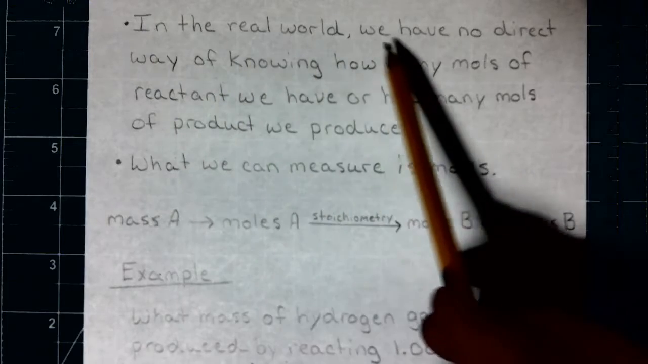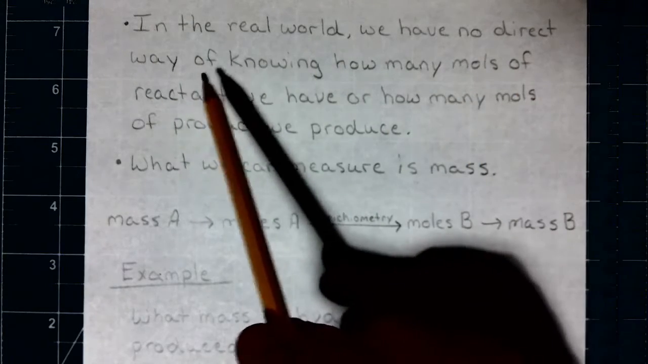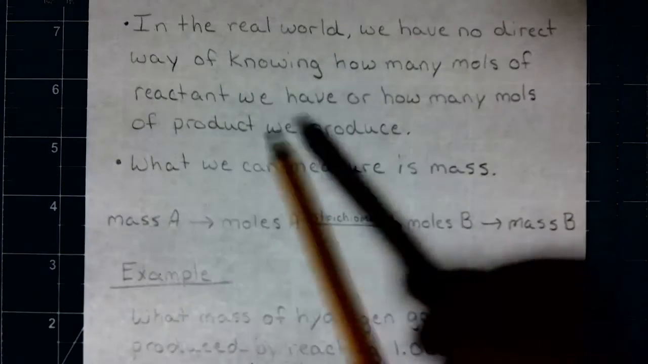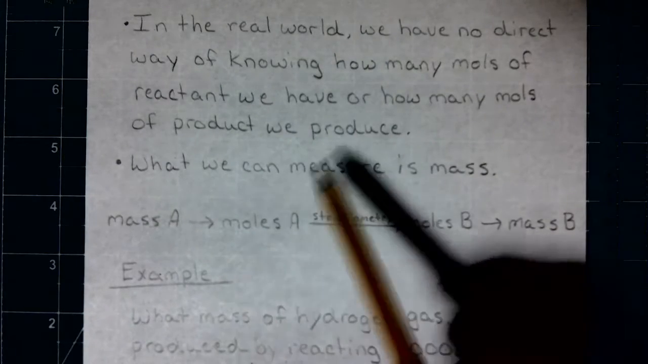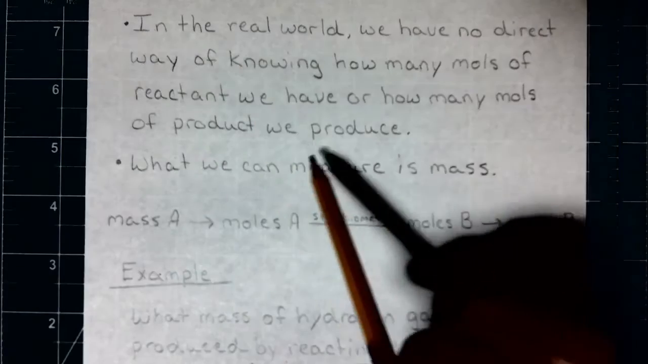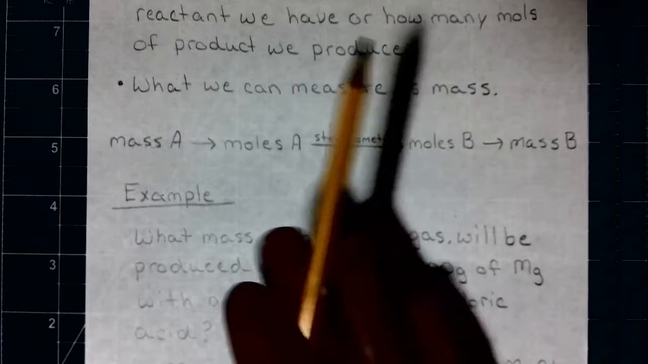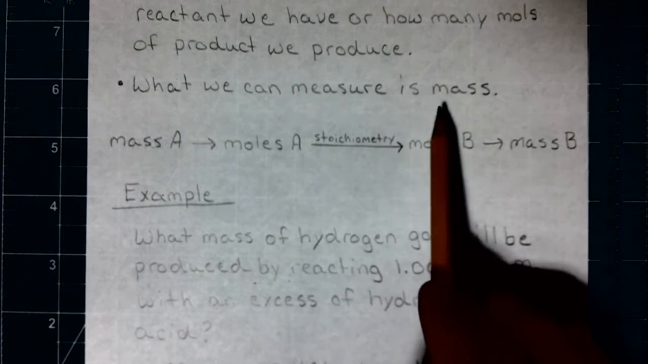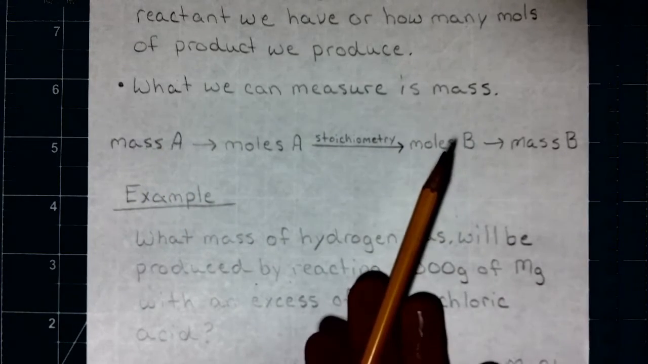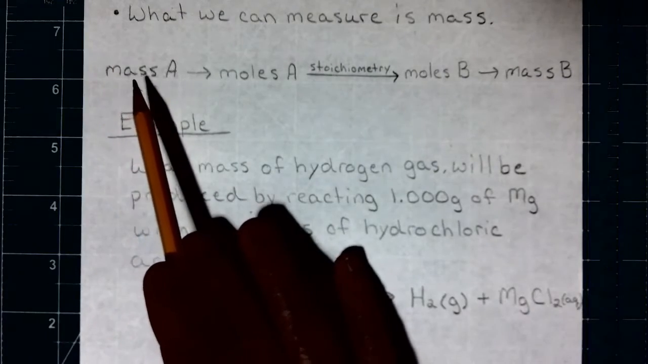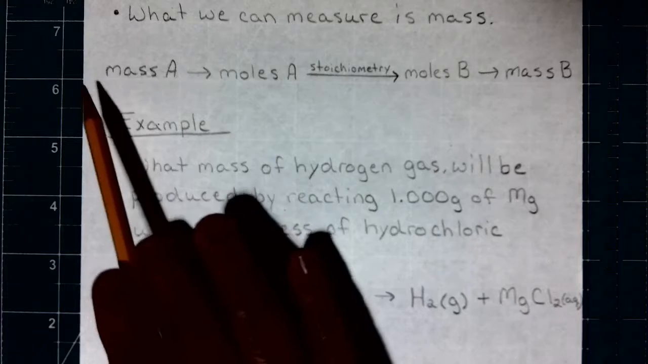So in the real world, we have no direct way of knowing how many moles of reactants we have or how many moles of product we produce. There's just no machine that reads out moles. What we can measure, however, is mass. And so what we're going to do typically is we're going to take a mass measurement.